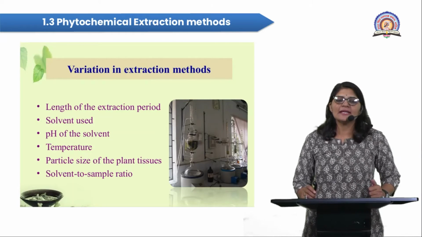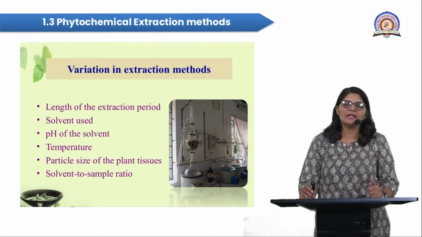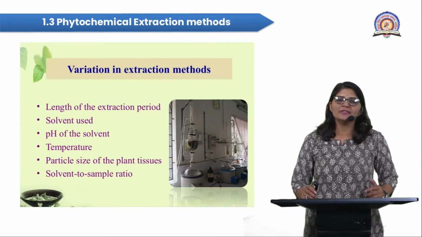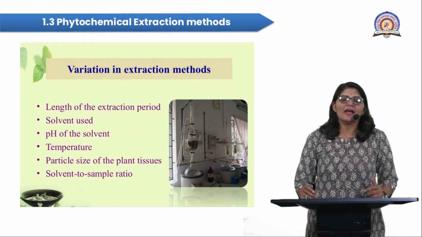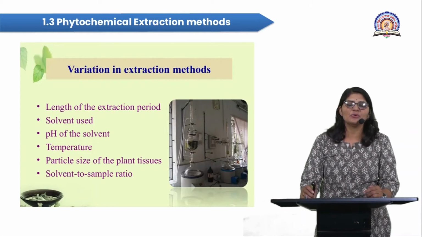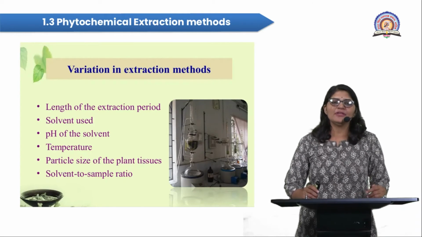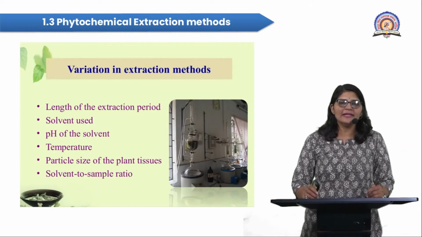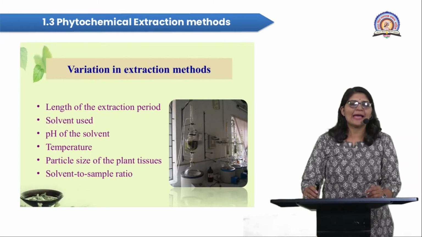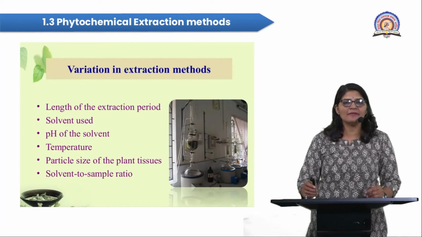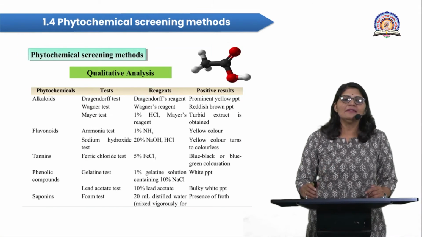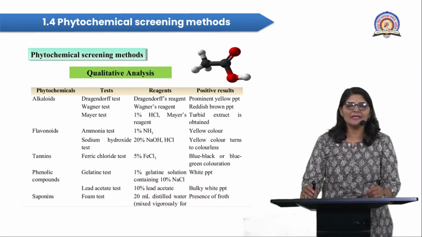Then particle size, meaning the particle size of the plant tissue. If the particle size is larger, it also affects the extraction process. And the solvent to sample ratio: depending on which solvent system we use and the quantity of plant material, we can choose the appropriate solvent to sample ratio. So these are the variations in the extraction method. Then next I am focusing on the phytochemical screening method, or phytochemical analysis.